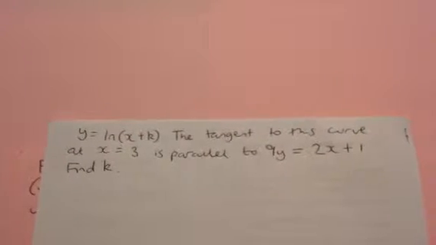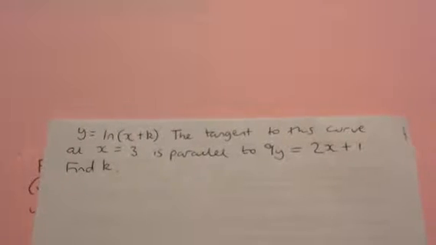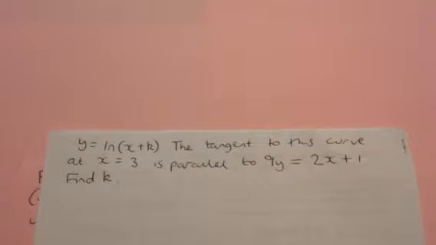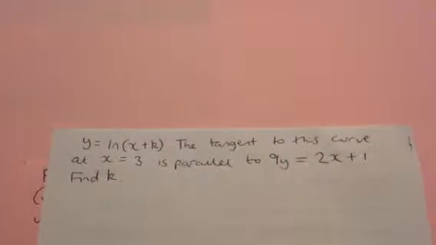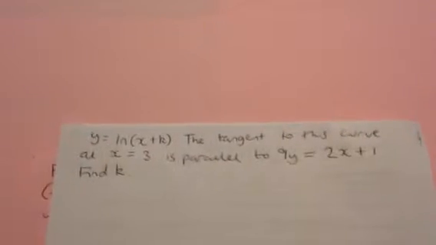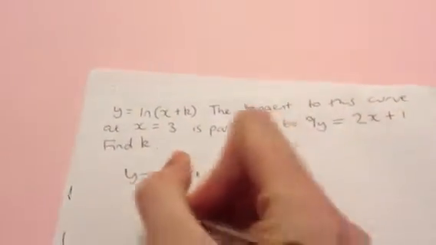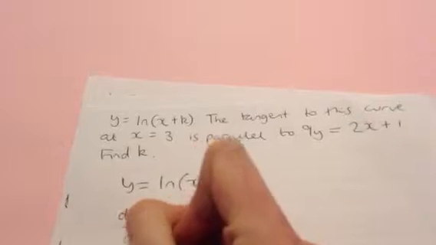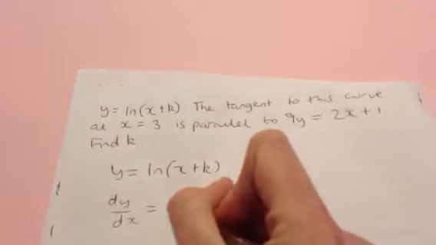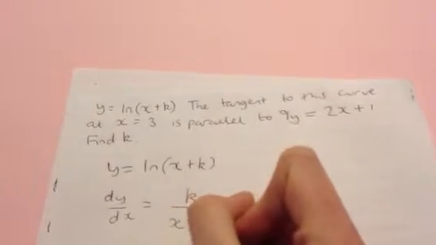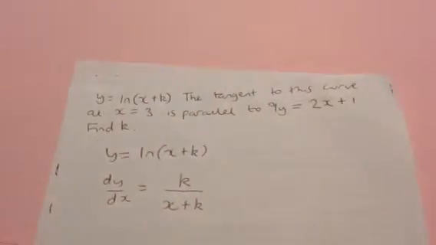Now y equals ln(x plus k), and it says a tangent to this curve at x is 3 is parallel to 9y is 2x plus 1, find k. Now I'm sorry, but if it mentions the word tangent, I would differentiate straight away, unless you're given the gradient. So if I've started with y equals ln of (x plus k), then that is an awkward thing to differentiate. But if you differentiate a log function, it is the differential over the thing you're logging. So it's 1 over (x plus k).